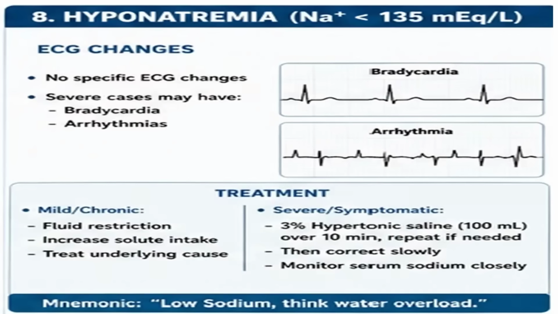Hyponatremia usually affects the brain more than the heart, and ECG changes are generally non-specific. Severe cases may produce bradycardia or arrhythmias. Treatment depends on severity. Mild chronic hyponatremia is managed with fluid restriction and treatment of the underlying cause. Severe symptomatic hyponatremia, especially with seizures or altered consciousness, requires 3% hypertonic saline. Remember that sodium correction should always be gradual to prevent osmotic demyelination syndrome.